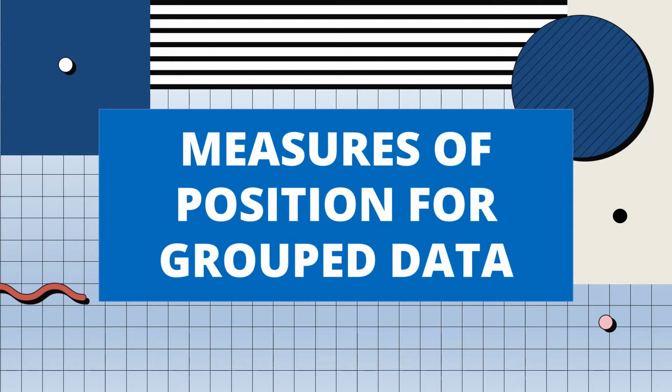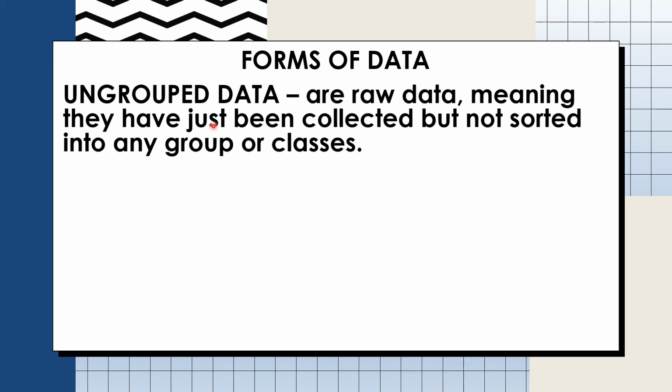In this lesson, we are going to discuss measures of position for group data. We have two forms of data. First is yung ungrouped data. Ito yung diniscuss natin last module. So, ibig sabihin, raw data sila. Meaning they have just been collected but not sorted into any groups or classes. So, kailangan pa silang i-arrange and i-sort out.